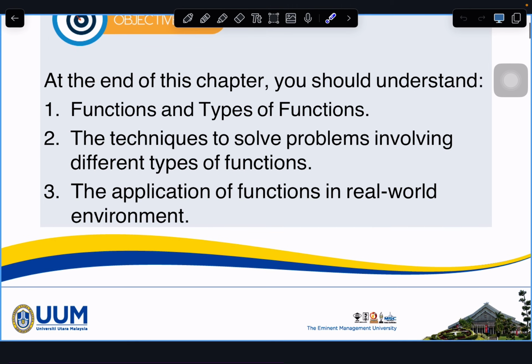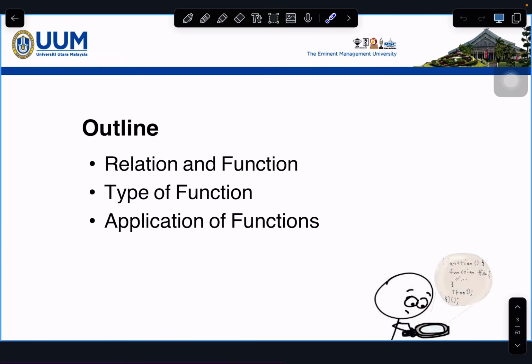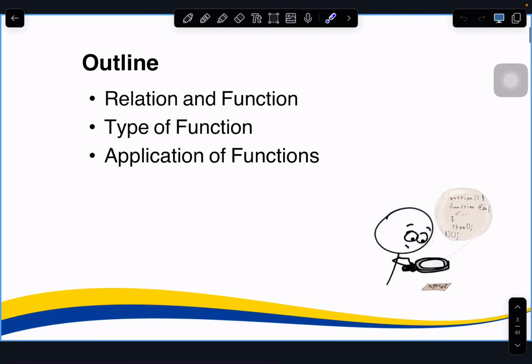And then we will see the application of the functions, just a bit, and an easy one. So in the outline, there are relations and functions. Before we learn functions, we need to study relations. Then we have types of functions, where we will cover 4 different types. And the last one is applications, an easy one.